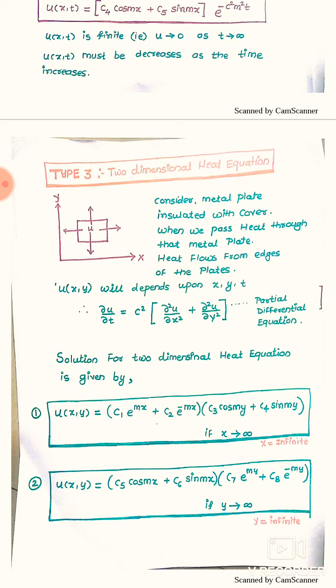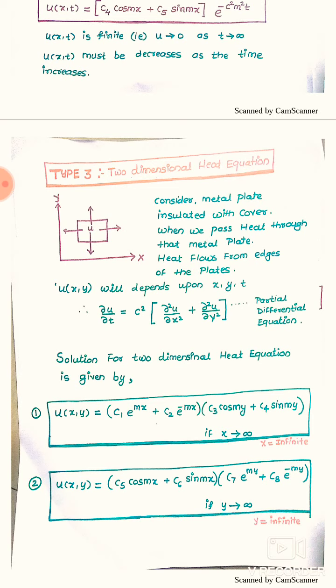And if we pass heat through this metal plate, what happens? Heat flows from the edges of the metal plate. So this u(x,y) will depend upon x, y and t. What are x and y? Distances, because we have considered a metal plate, so the edges of the metal plate are in the x direction as well as in the y direction. That's why u(x,y) will depend upon x, y and t.